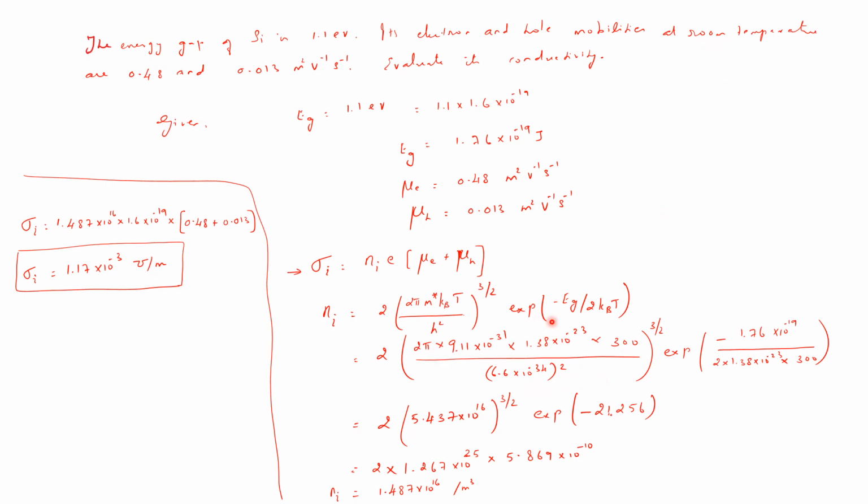Now coming to the next term, exponential minus Eg. Eg just now you have converted into joules, so write that here. Then 2 kBT, everything is known. So find out Ni first. The answer is 1.487 into 10 power 16 per meter cube. Now substitute this Ni into this equation: Ni, e, mu E plus mu H. Now everything is known to me, so find out the answer.